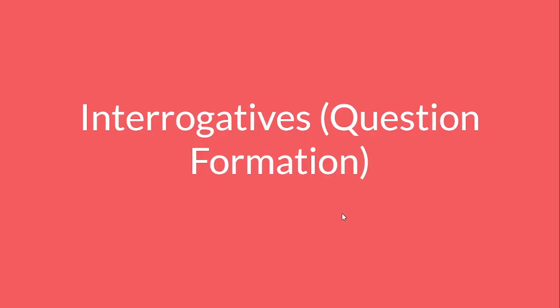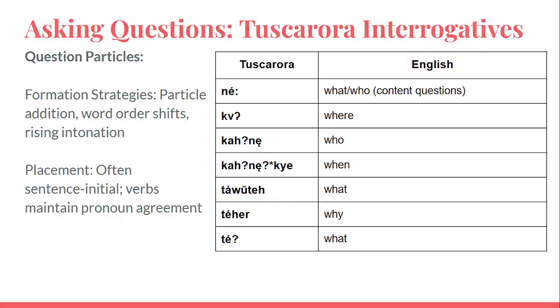And then the interrogatives, or the question formation, this also is not that complicated. So basically, if you're asking a simple question, who, what, where, when, why, right? If you ask like katne and katne kye and tawate taherte ne, if you ask these questions, they're generally going to be at the front of a sentence if you're asking a question.